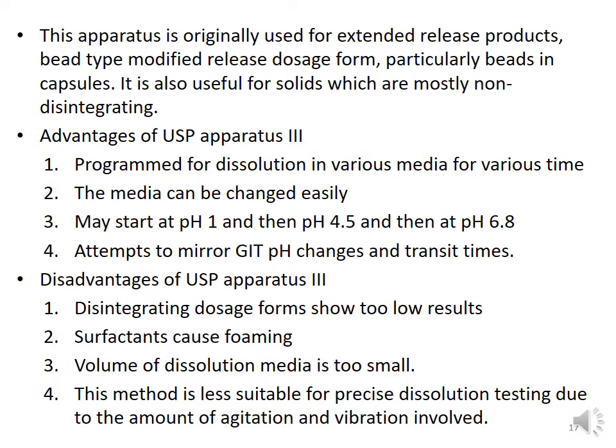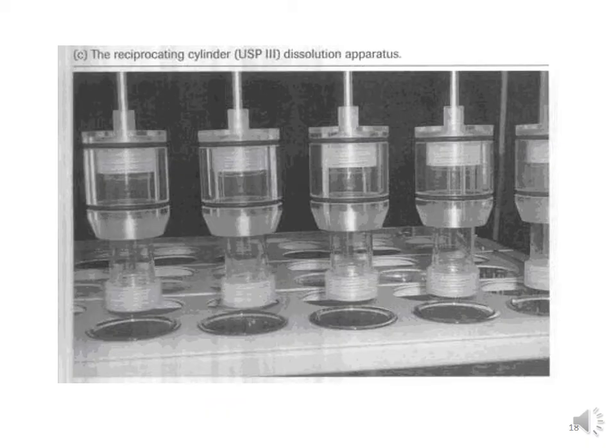Disadvantages of USP Apparatus 3: disintegrating dosage forms show too low results. Surfactants cause foaming. The volume of dissolution media is too small. This method is less suitable for precise dissolution testing due to the amount of agitation and vibration involved. This figure shows the reciprocating cylinder USP 3 dissolution apparatus. This is the glass vessel, and this is the glass reciprocating cylinder.